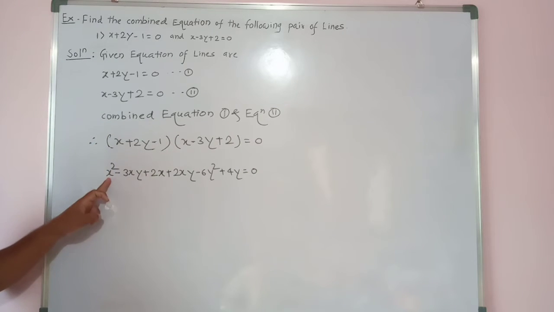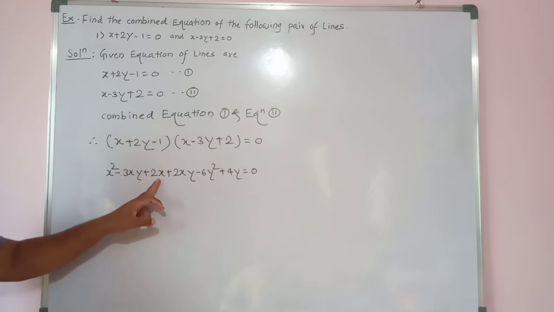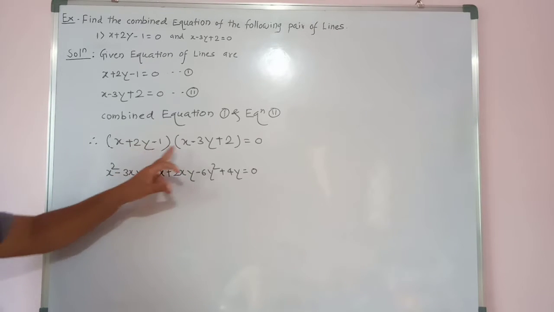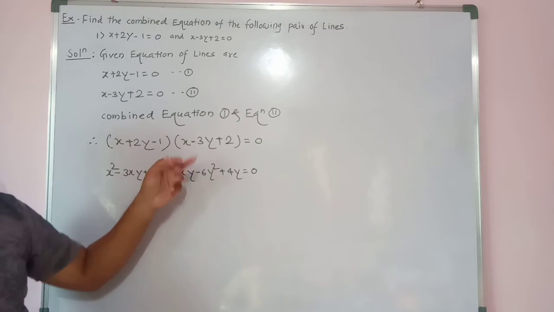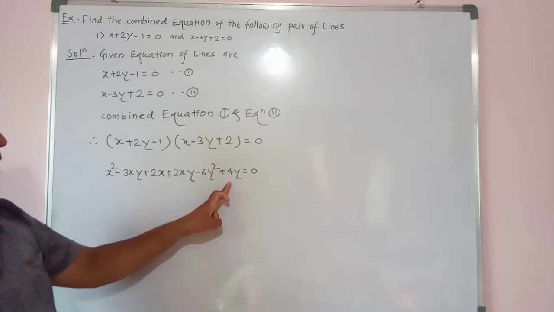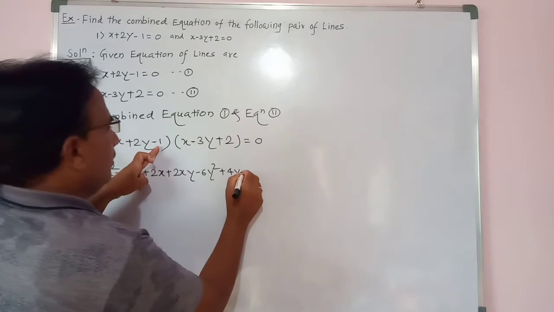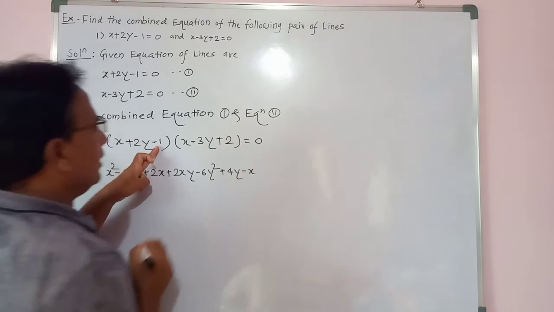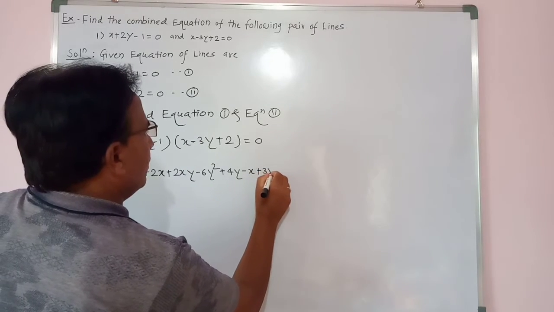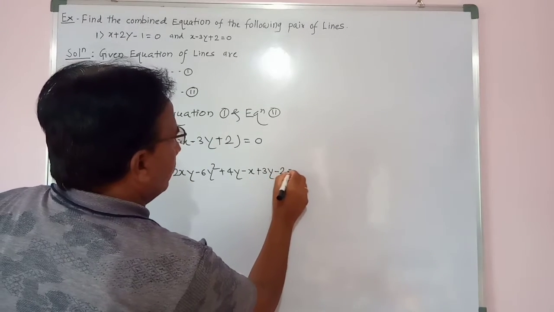x into x, x square, x into minus 3y is minus 3xy, x into 2 is 2x. And next is 2y into x, 2xy, 2y into minus 3y, minus 6y square, 2y into 2 is 4y. Minus 1 into x, minus x, minus 1 into minus 3y, plus 3y, and minus 1 into 2 is minus 2 equal to 0.